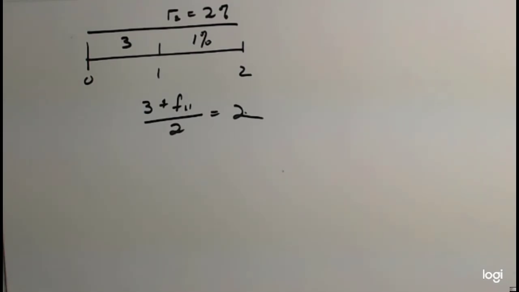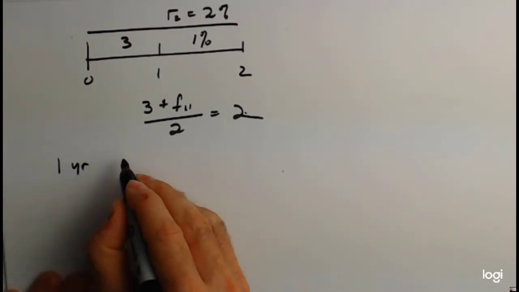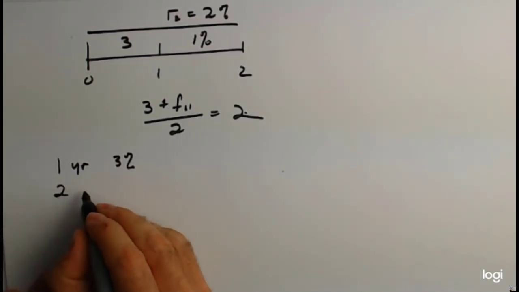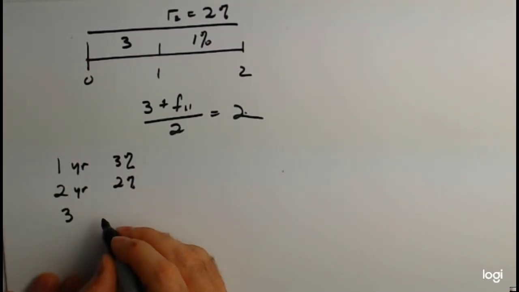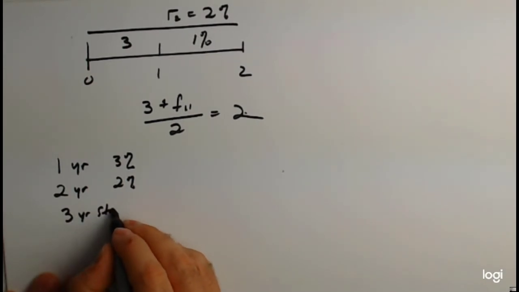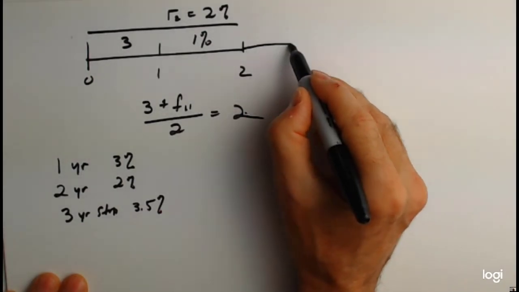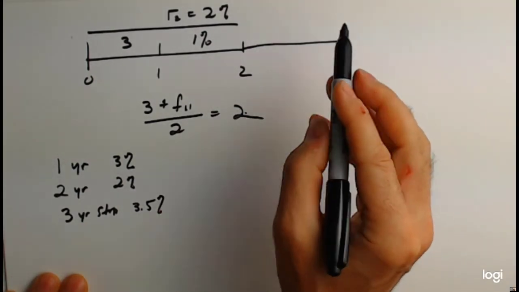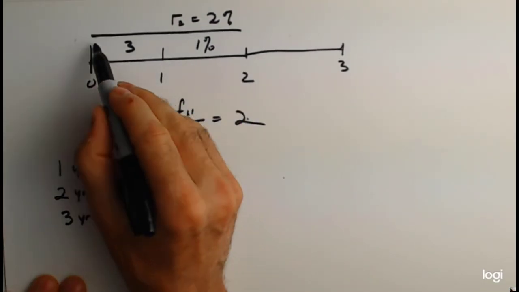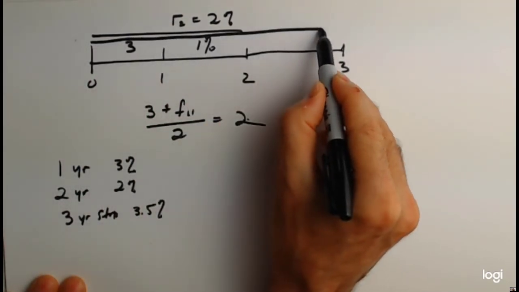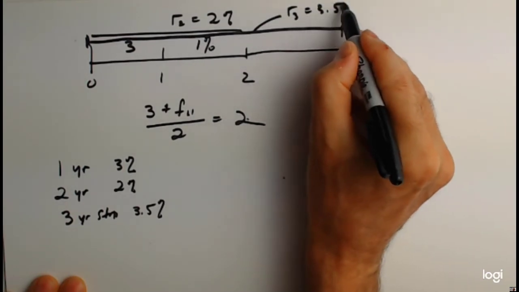So now let's extend the example. Remember, we had a 1-year T-bill at 3%. We had a 2-year strip, which was 2%. And now let's add a 3-year strip with a 3.5% interest rate. So basically we're extending this, and we're saying, look, this return right here, this line right here, this is R3 and that's 3.5%.